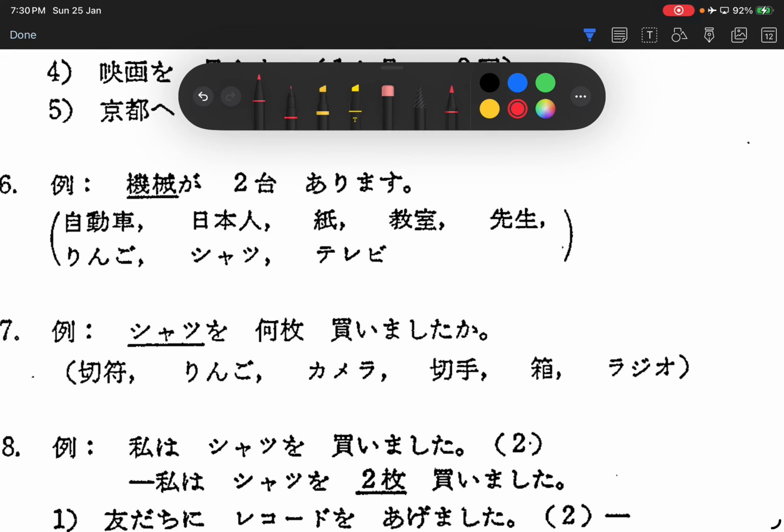箱. Okay, this is a tricky one. いくつ? Can, we can use that. いくつありますか? Another way. So 箱 starts with H, right? Remember our 100, 200, 300. So how do we count? 1箱, 2箱, 3箱. This is how we count.